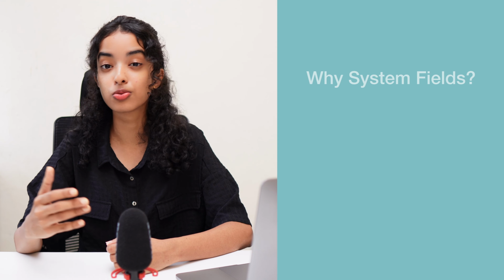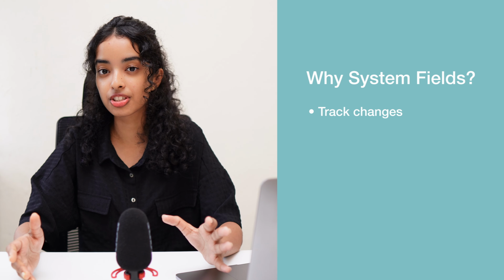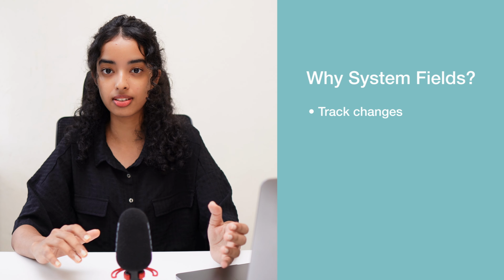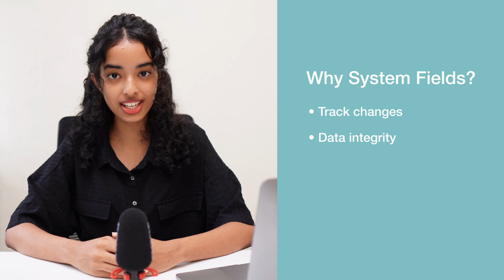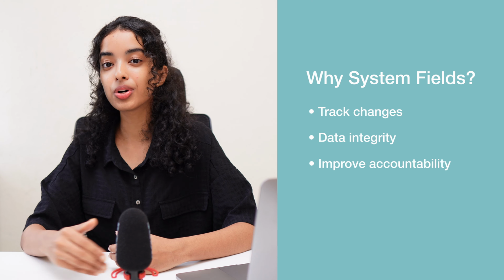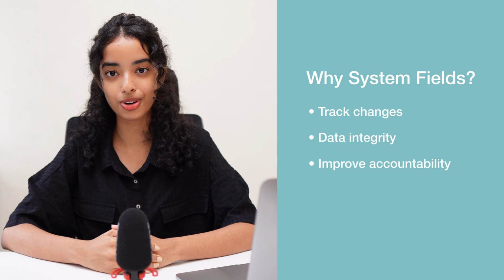So if we talk about why system fields are important, well, for starters, they help you track changes by showing who made the changes and when. They also maintain data integrity by ensuring each record has a unique identifier, and they improve accountability by logging which user created or last modified a record.